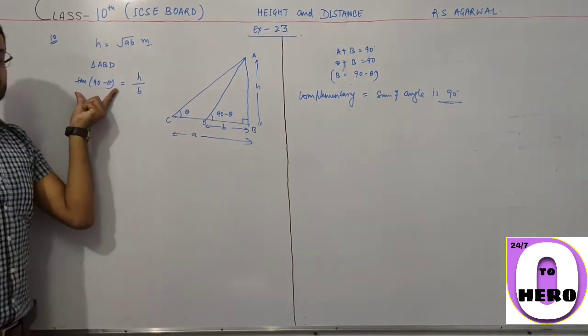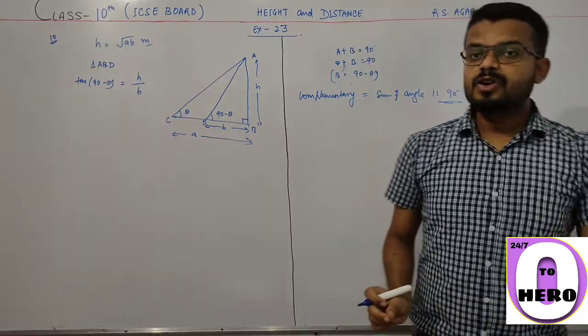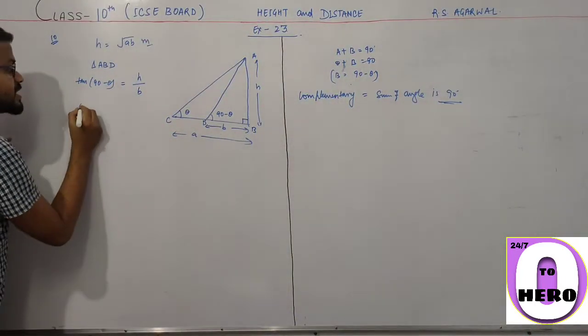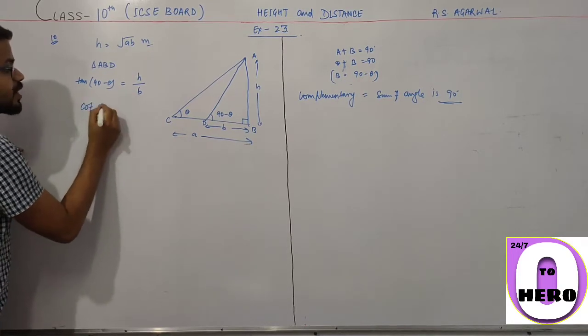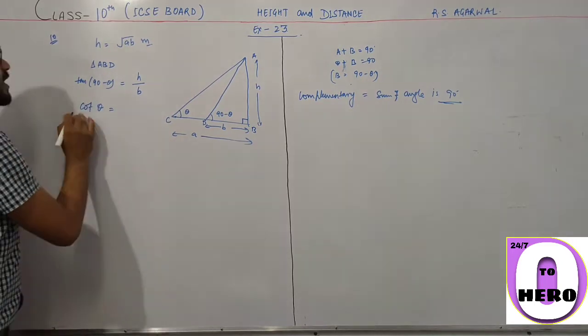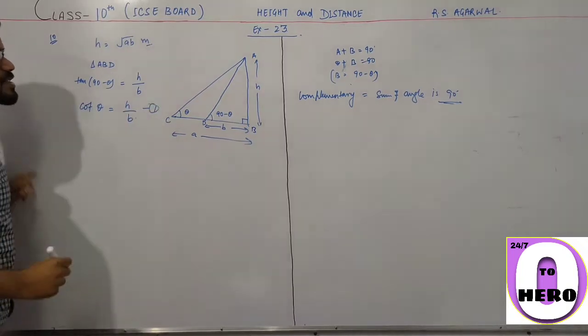Tan(90 minus theta), I think you are all aware about this, is cot theta. So tan(90 minus theta) is equal to cot theta. So cot theta is equal to h by b. This is the first equation.